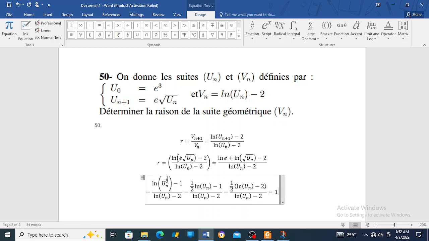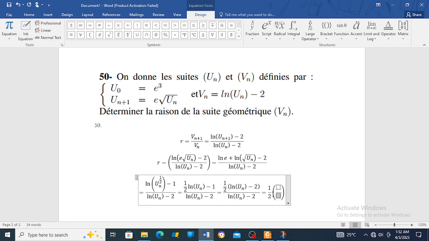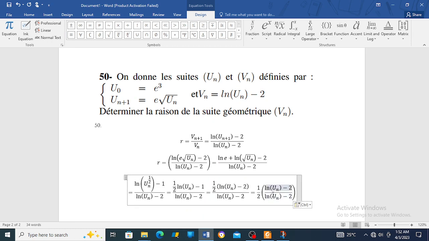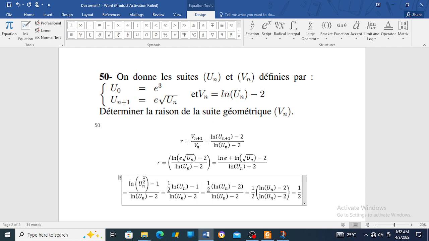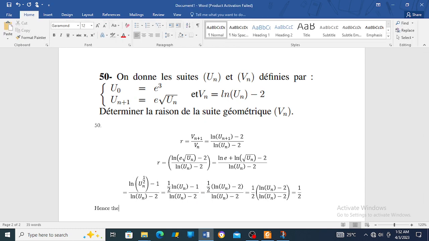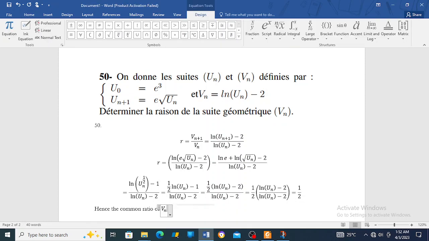Now you can put the half outside, and at the end of the day the numerator and the denominator have the same value, so they cancel off. At the end we get half, which is a constant. So we can conclude that, hence, the common ratio of vn is equal to half.